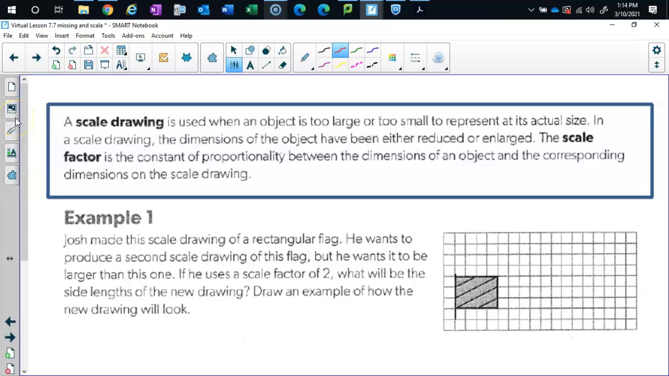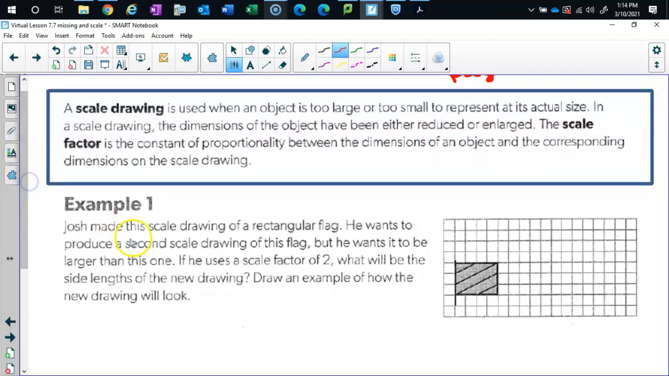This is at the bottom of page 13. Page 13. A scale drawing is used when an object is too large or too small to represent at its actual size. That's what we were just looking at. In a scale drawing, the dimensions of the object have been either reduced or enlarged. The scale factor is the constant of proportionality between the dimensions of an object and the corresponding dimensions of the scale drawing. It's actually really easy. Watch this.